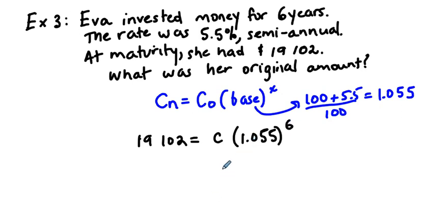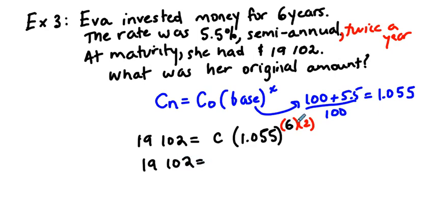Okay, so if you're thinking something's wrong, you're correct. Semi-annual, twice a year. So this actually becomes doubled. X is the number of periods the investment is being calculated, or the rate is being calculated. So that becomes 12. On the calculator, I'll put all of this in. That's 1.055 to the power of 12.